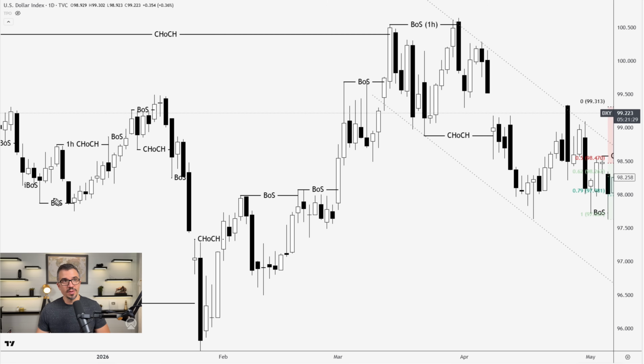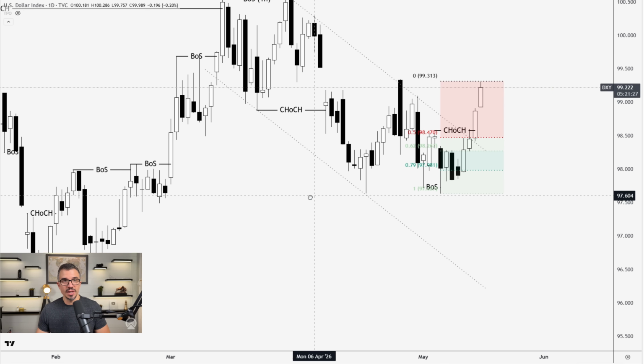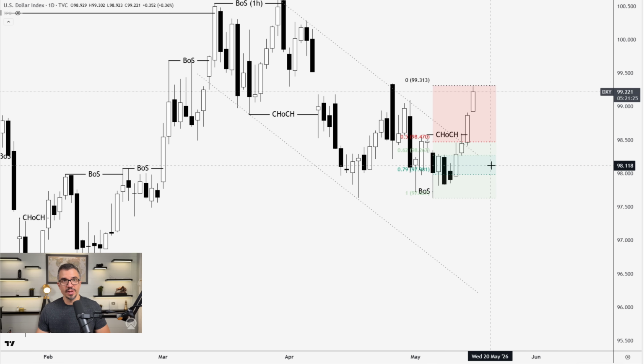So just to be clear, there's no guarantee that early next week we do see the DXY pull back to this low down here toward about 98 to 98.2. But there is that scenario following this change of character. But all in all, guys, the US dollar, in my opinion, looks like a buy. So I continue to like the idea of buying pullbacks here for the US dollar.